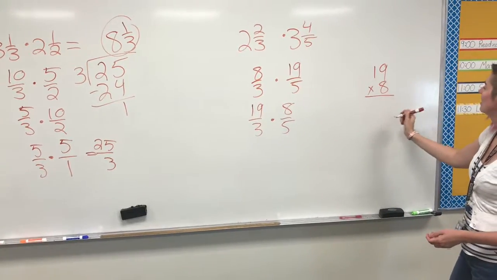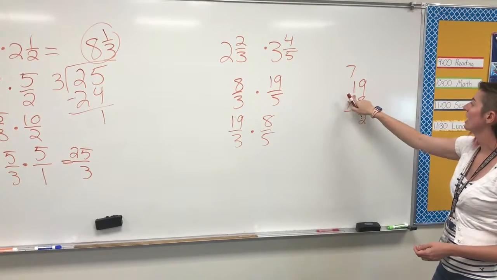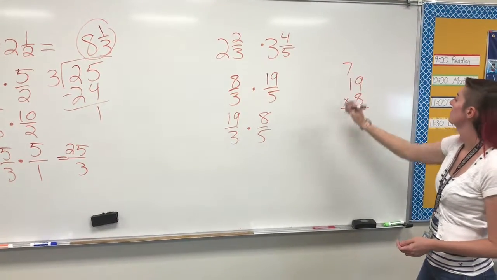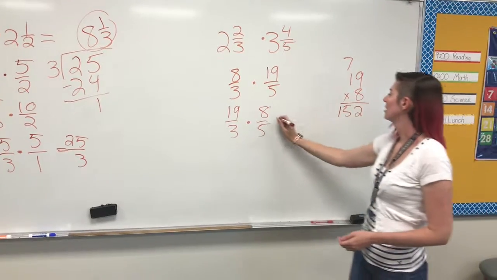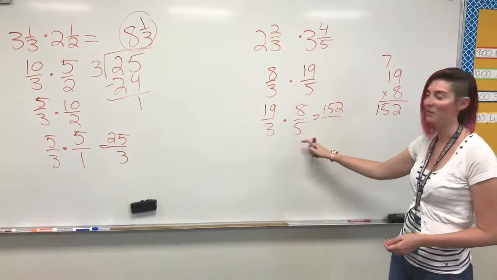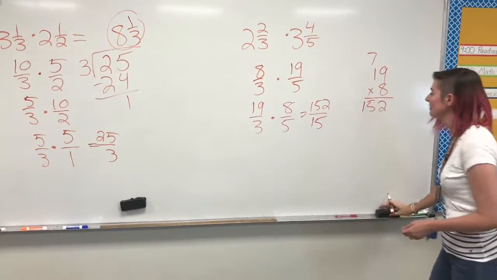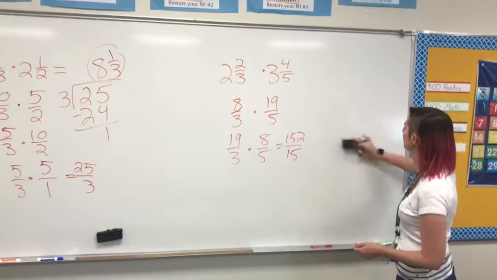8 times 9, 72. Write the 2, carry the 7. 8 times 1 is 8, plus 7, 15. So here we have 152. Nice and easy. 3 times 5 is 15. Cannot leave it improper. We've got to turn that back into a mixed number.